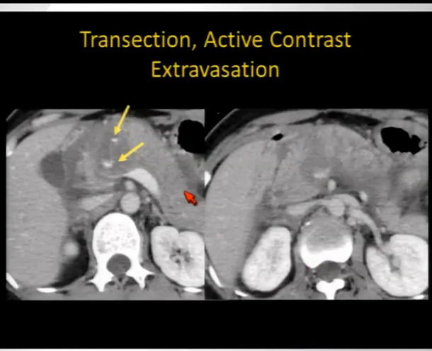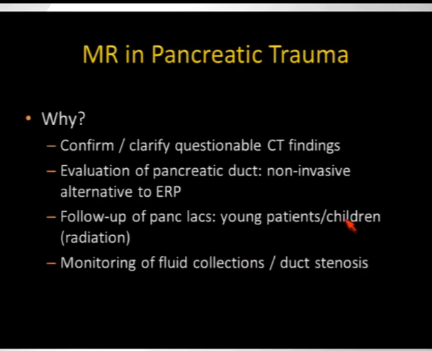Another patient, shortly after the traumatic event, had this CT examination that showed not only a laceration but also active extravasation of contrast. Clearly this patient has a transection of the gland that involves the main duct, requires a laparotomy, and that patient did undergo a distal pancreatectomy and primary anastomosis with a loop of bowel.